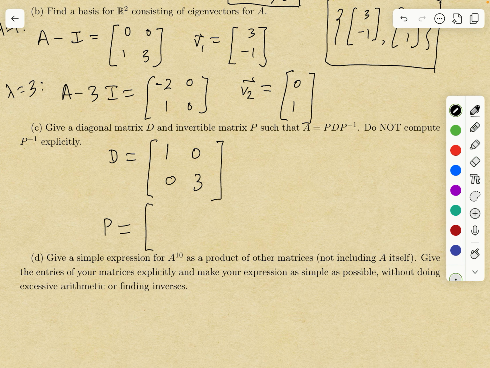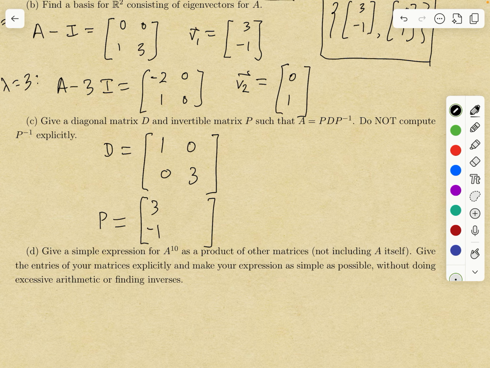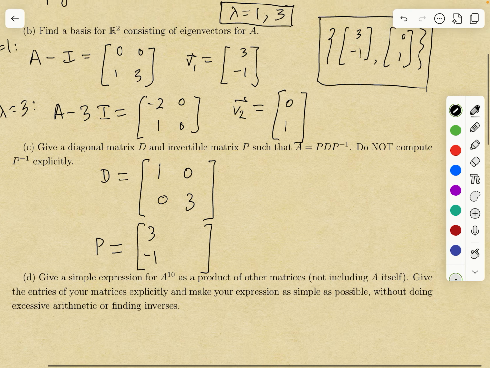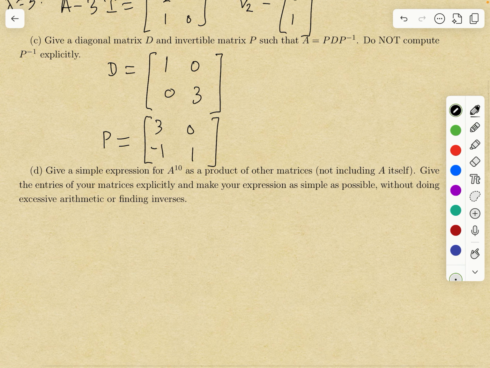So since I put 1 as the first diagonal entry, my first column has to be an eigenvector for lambda equals 1, so I put (3, -1), and then my second column is going to be an eigenvector for lambda equals 3, which I found, (0, 1). So there you go, that's D and that's P. And again, there's going to be lots of different P's, because you can scale the first column and you can scale the second column by anything you want, as long as you don't get (0, 0), and that will also work.